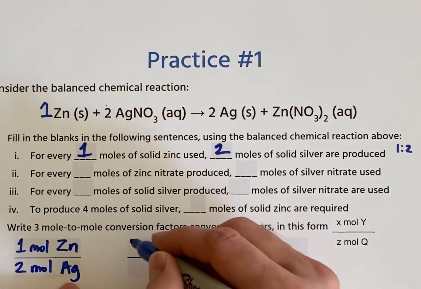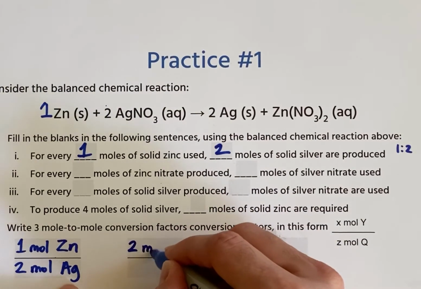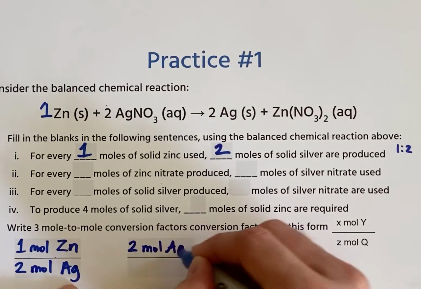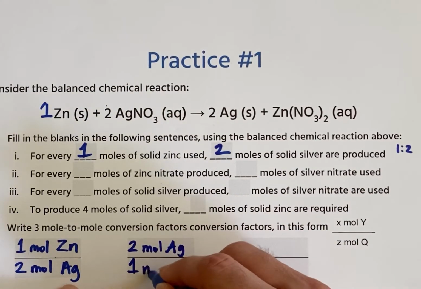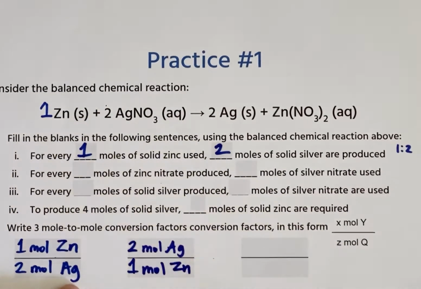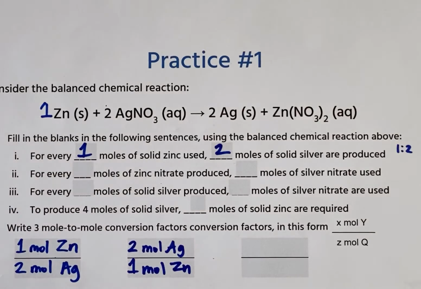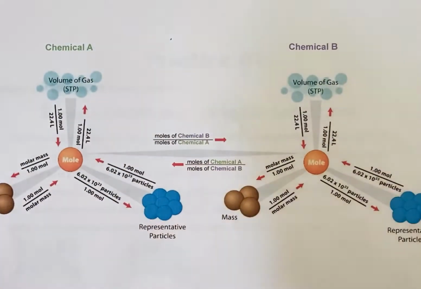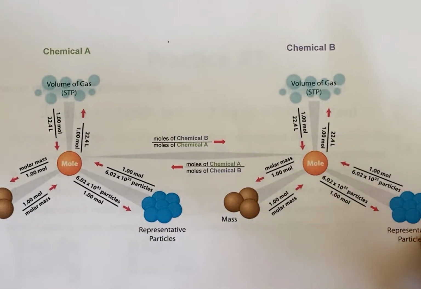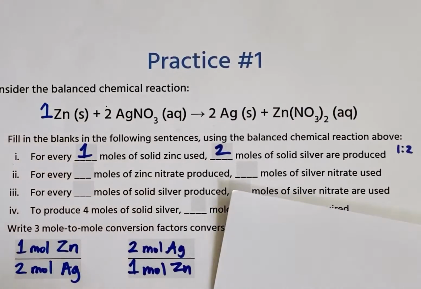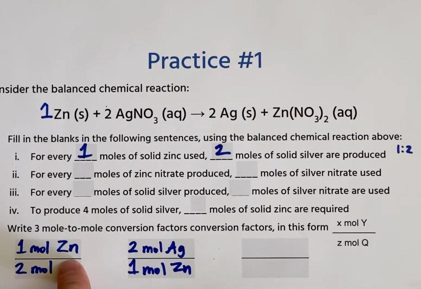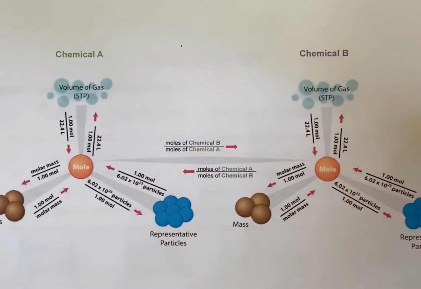Now, you could also write it this way: 2 moles of silver are equal to 1 mole of zinc. So both of these, it's the same thing. The one you use depends on, if we look back at our molar conversion triangles of science, which one do you use? Do you use 1 mole of zinc on top, or do you use 2 moles of silver on top?